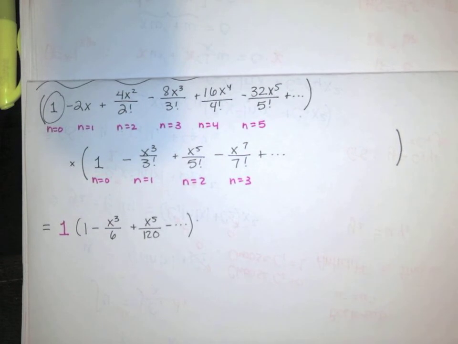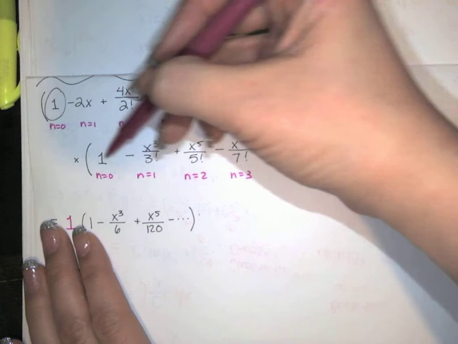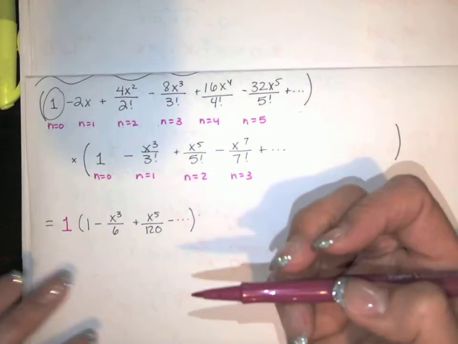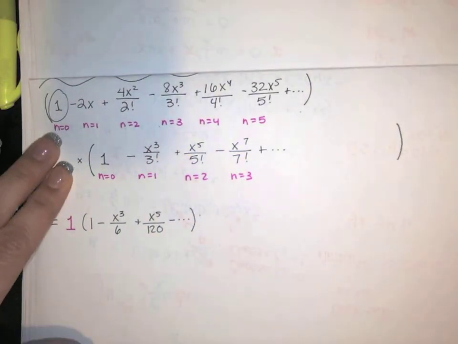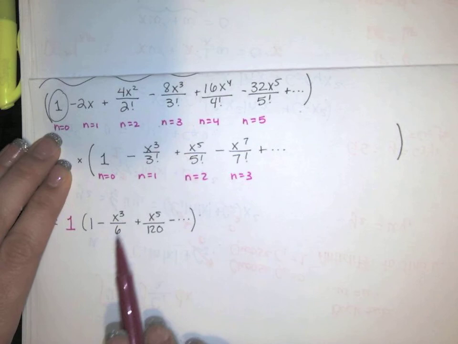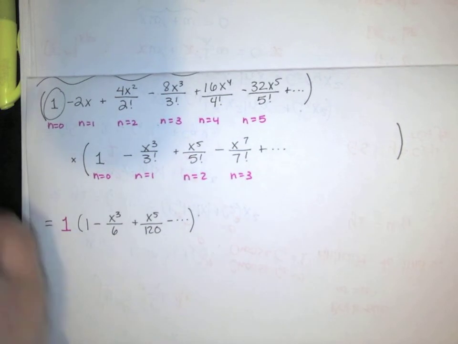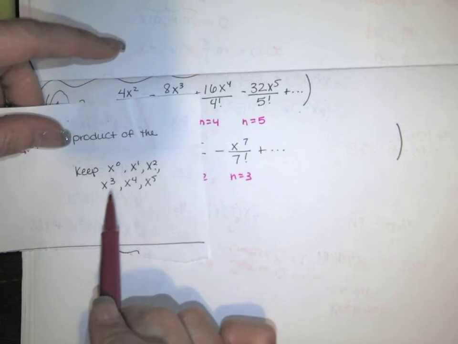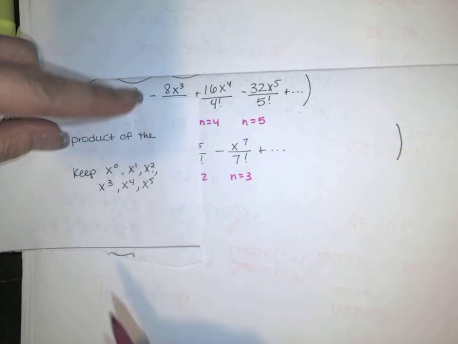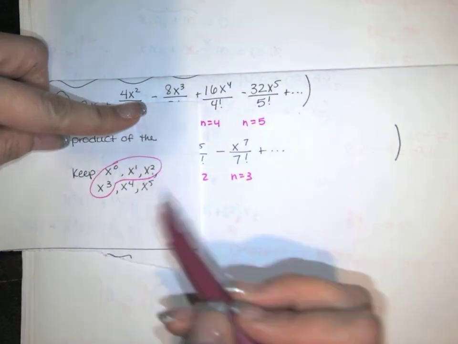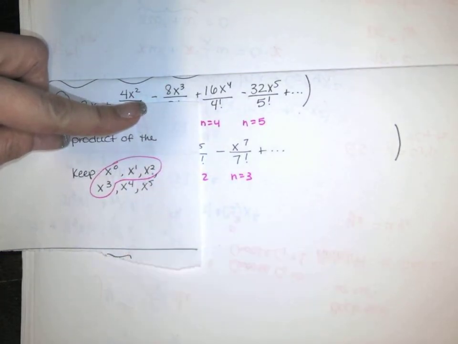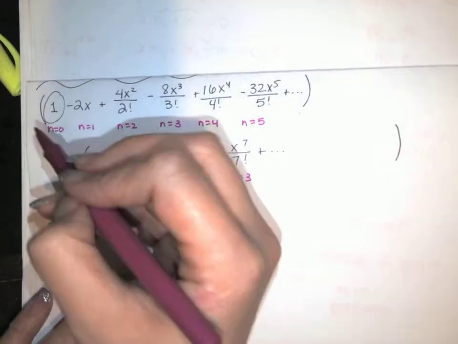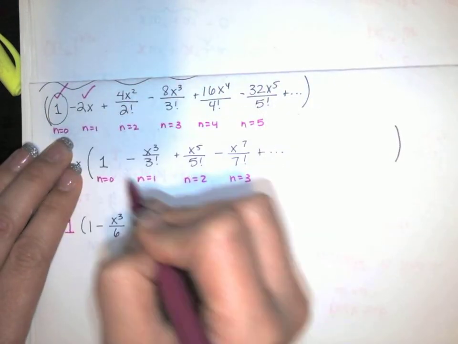And we're distributing. So we're distributing all of this times all of that, and we're just going to go term by term, and we're trying to keep every term that would lead to an x to the 0, x to the first, x squared, x cubed, x to the fourth, or x to the fifth, because we want the first 4 non-zero terms. If those are non-zero, those are it. Okay, so we did 1 times all of this. That's done. Now we want negative 2x times all of that.